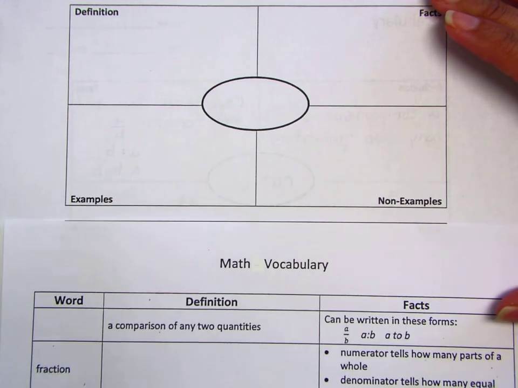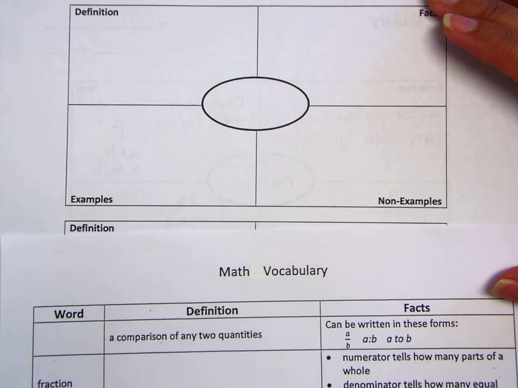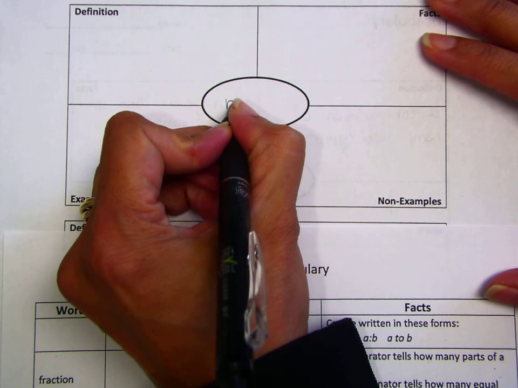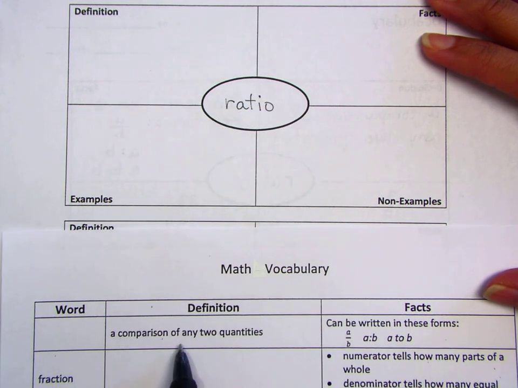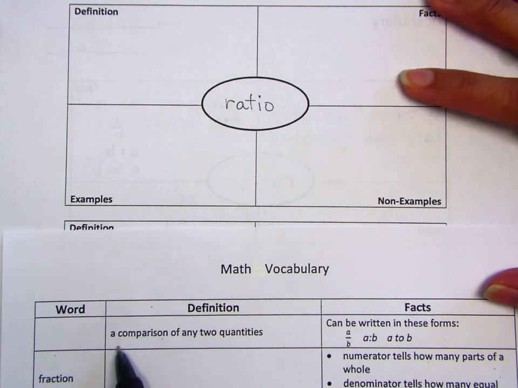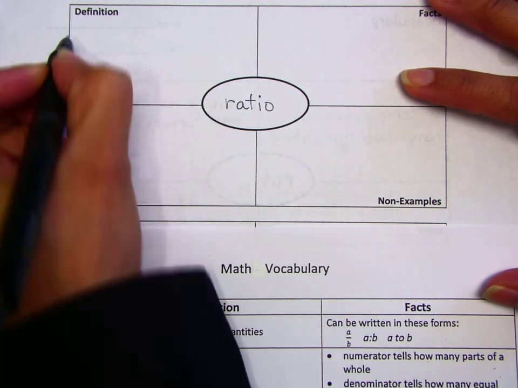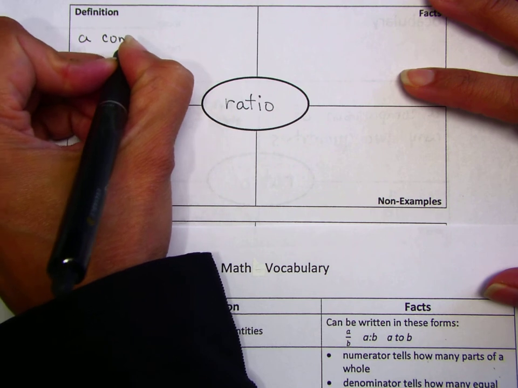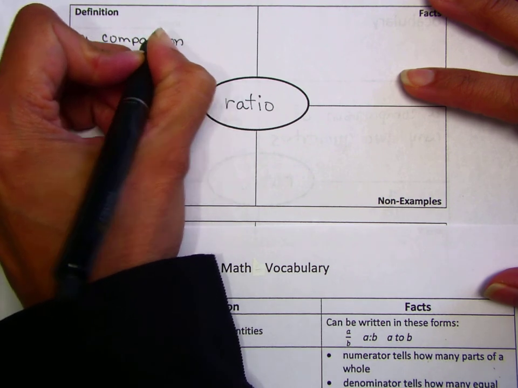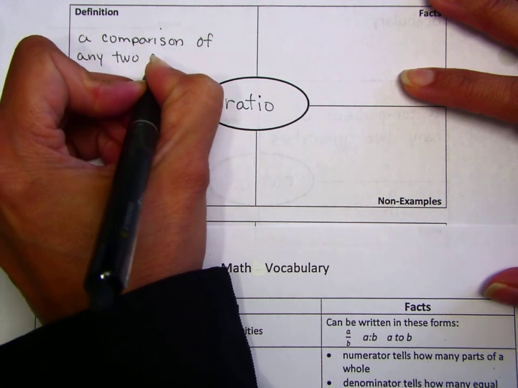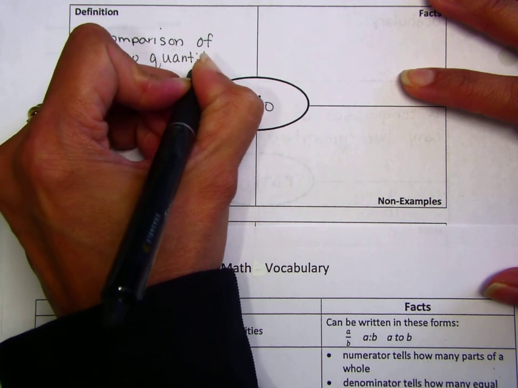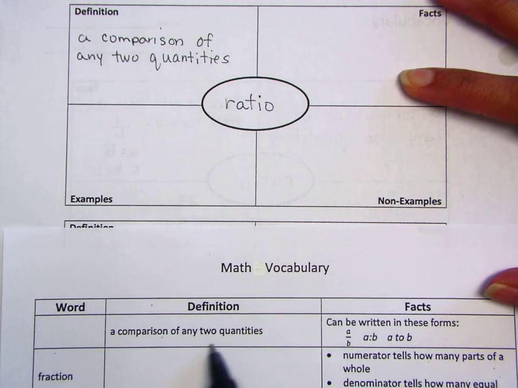So I'm going to pick one of my boxes, put the word right in the center in the circle. We know the word is ratio. We now know the definition. We'll write that in, a comparison of any two quantities. And right next to that is also some facts or characteristics of a ratio. So I'm going to write that as well.